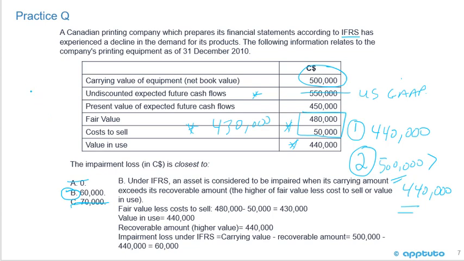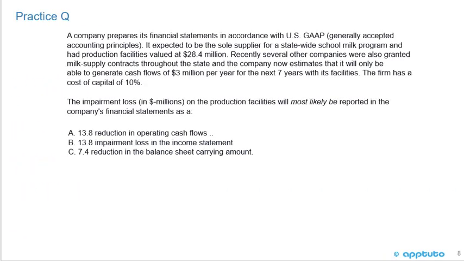So remember, with IFRS, very important two-step process. Number one, calculate the fair value less cost to sell. Compare that to the value in use. Choose the higher value. Compare it to the carrying value. If it's lower, then the asset is impaired, and the impairment loss is the difference from the carrying value. Very nice little question. As I've said, if you don't have a strong background in accounting, these impairment questions just take a little bit of practice to compare between IFRS and US GAAP.